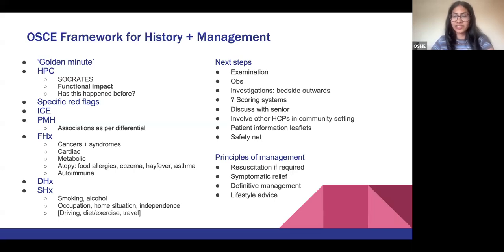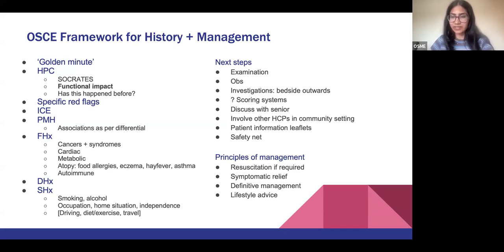And finally, in the social history, there are four main things that you should always ask: smoking, alcohol, occupational, like what do they do during the days, and their home situation. And if it's an elderly person, especially you need to check how independent are they? Can they do their activities of daily living? Then the others are tailored to your presenting complaints.